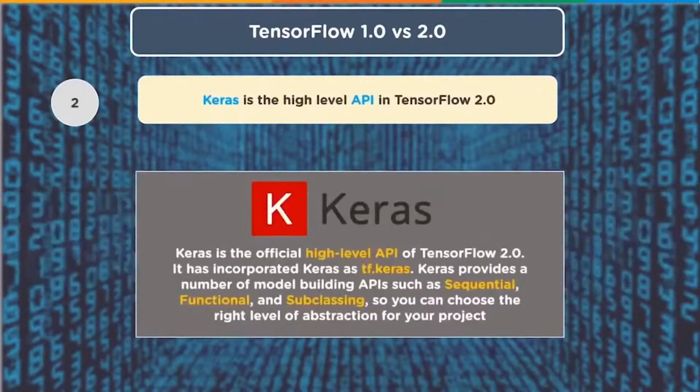If you remember from the beginning, I said Keras on our list up there. And Keras is the high-level API in TensorFlow 2.0. Keras is the official high-level API of TensorFlow 2.0. It has incorporated Keras as tf.keras. Keras provides a number of model building APIs such as sequential, functional, and subclassing, so you can choose the right level of abstraction for your project.